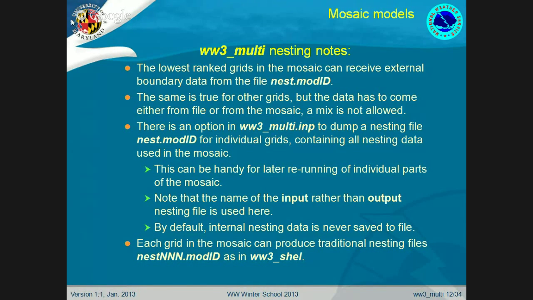And yeah, there's some interesting features there that you could also do for the higher rank grids, but the data has to come either from the file or from the mosaic. And you cannot mix file data, the nest file, together with stuff coming from a grid, because it's just too many different features. That's not supported. And there's an option, you can actually write a nest file when you run the W3 multi if you want to keep the nesting information for running the model standalone later on.